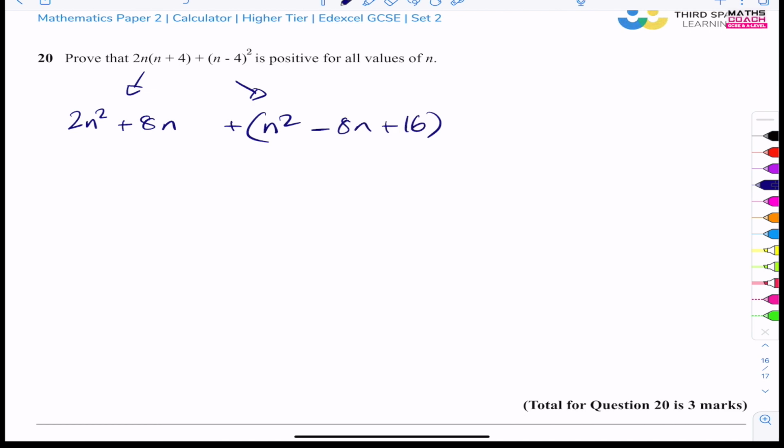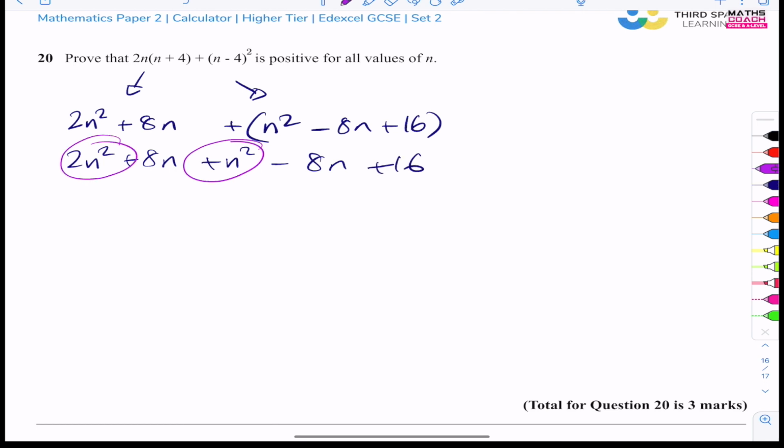And then we collect all the like terms. So that would be 2n squared plus 8n plus n squared minus 8n plus 16. So the like terms here that we collect is this one and this one. That gives us 3n squared. And then the 8n and minus 8n will cancel because one's positive, one's negative, and we're just left with plus 16.